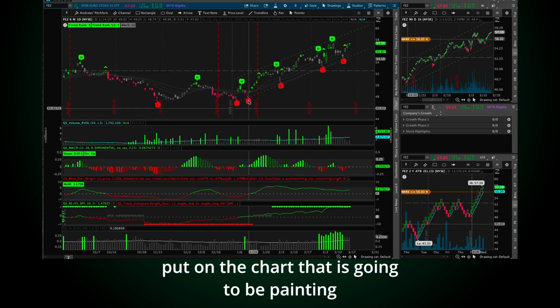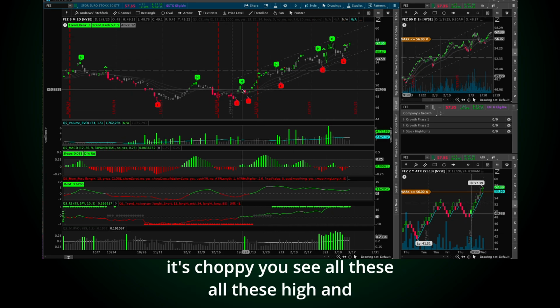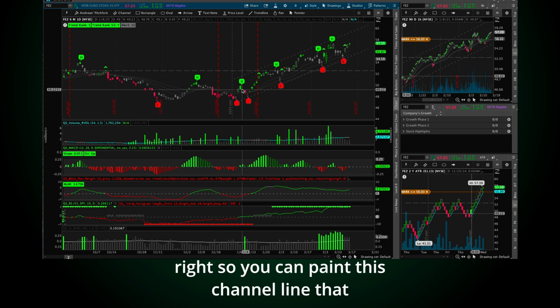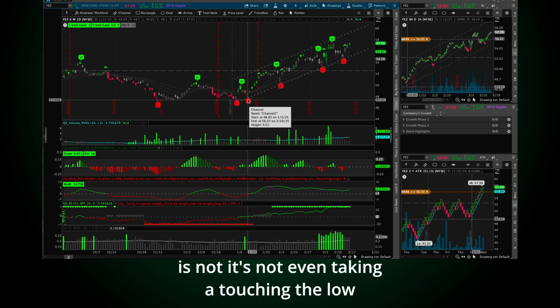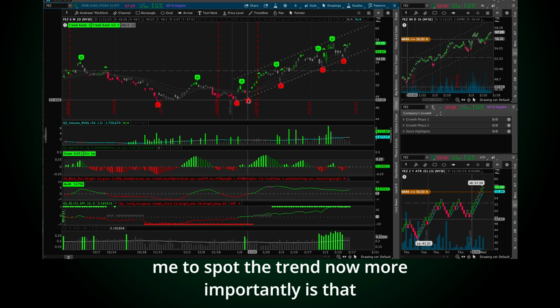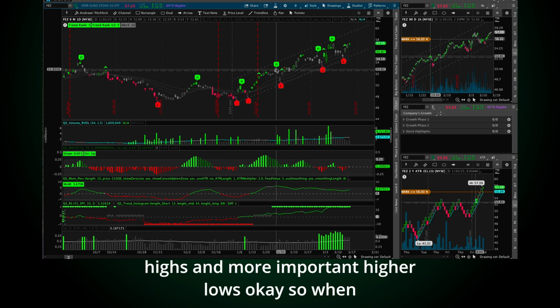That is going to be painting more like highs and lows, and sometimes it's choppy. You see all these highs and lows at the same level. That's not what you want, right? So you can paint this channel line that is not even touching the low points, because it's just a symbolic way for me to spot the trend. Now, more importantly, I see that the stock is creating higher highs and, more important, higher lows.